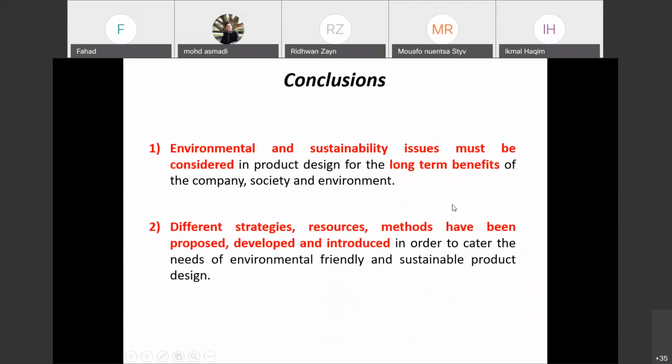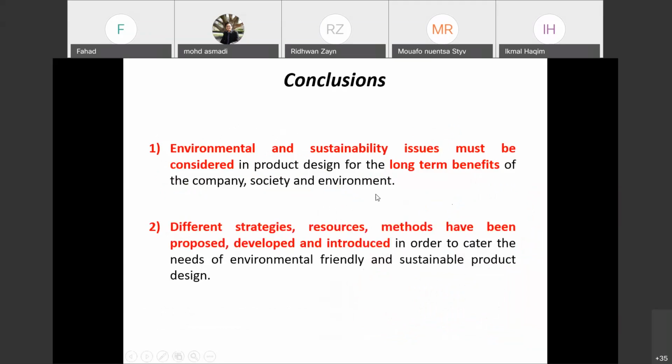So as the conclusion, we can see here that environment and sustainability must be considered in product design for the long-term benefit of company, society and environment. Different strategies, resources and methods have been proposed, developed and introduced in order to cater to the needs of environmentally friendly as well as sustainable product design.